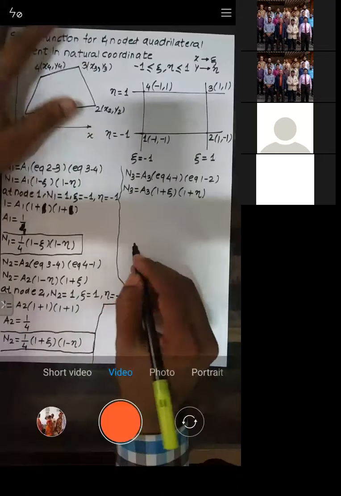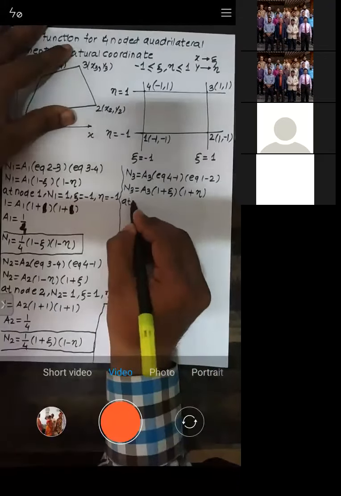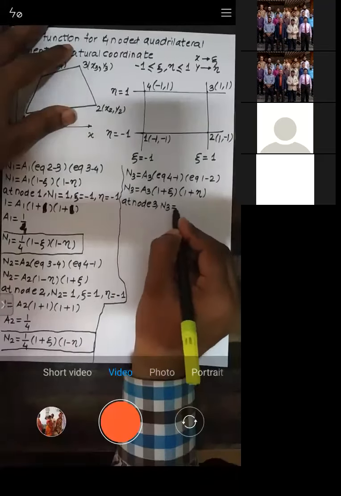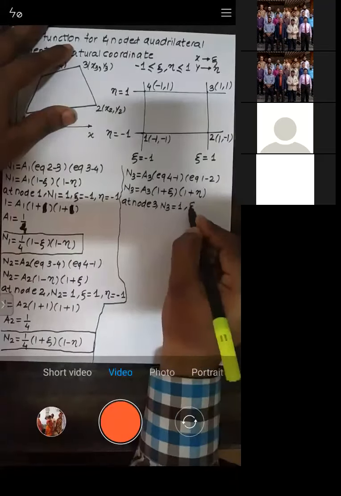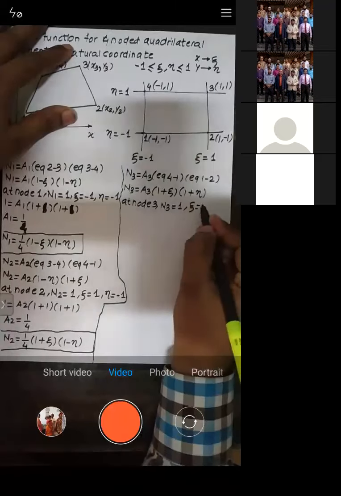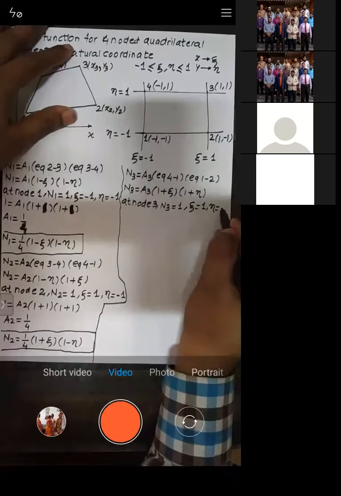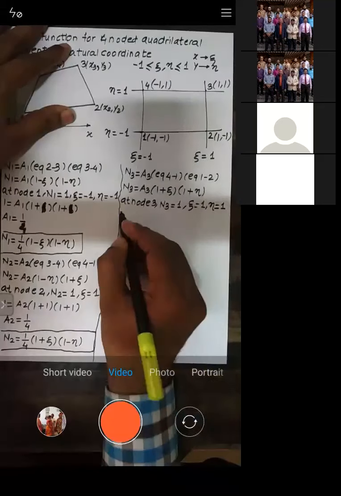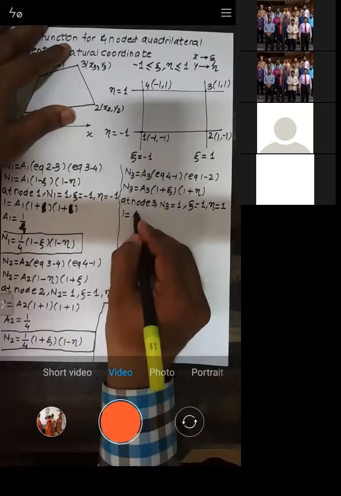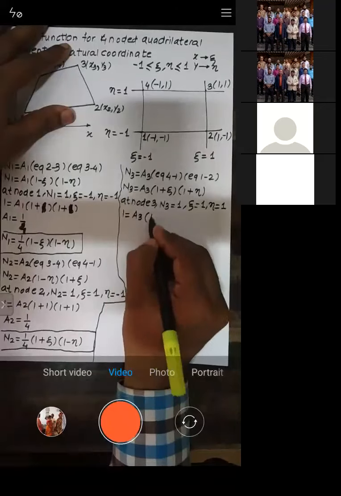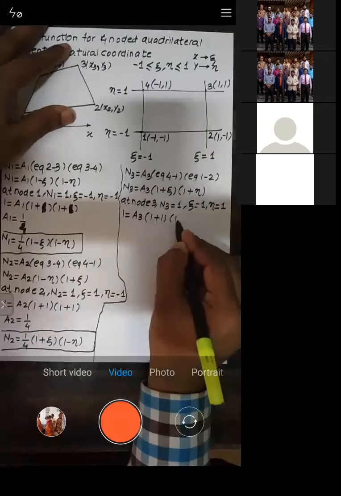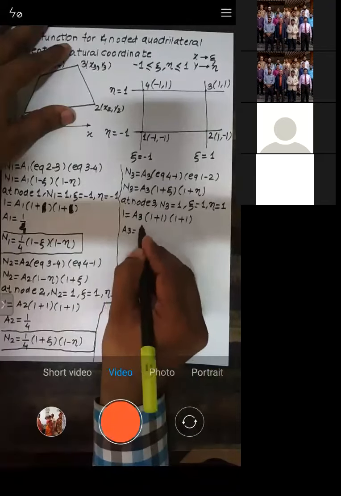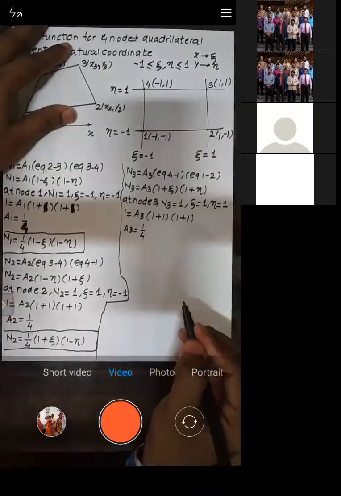Right? So at node 3, try to understand. At node 3, what is the value of N3? Obviously at node 3, N3 is equal to 1. What is the value of zeta at node 3? It's 1. What is the value of eta? It is again 1. Okay, so I'll put those values. 1 is equal to A3 into 1 plus 1 and again 1 plus 1. So I will get the value of A3 as 1 by 4.